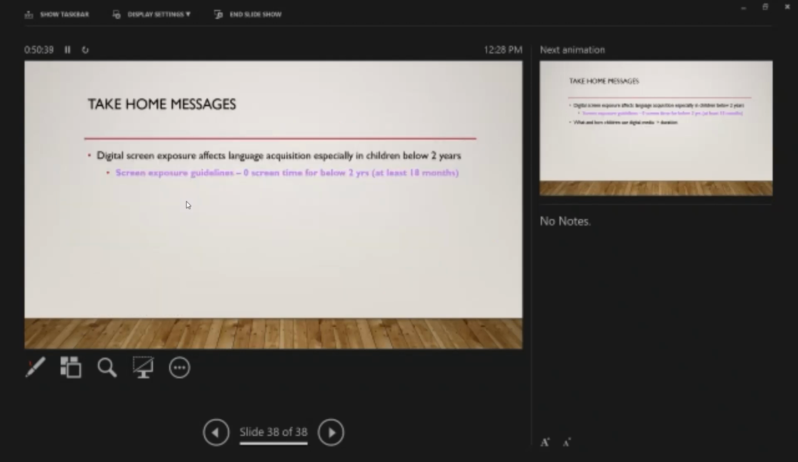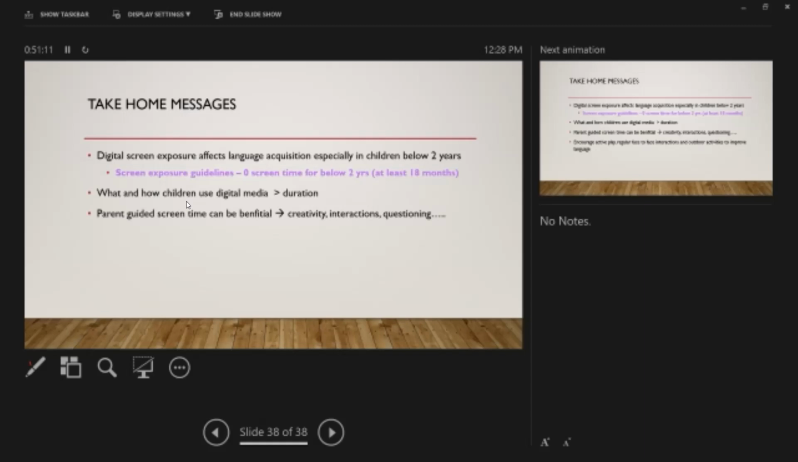Okay. So what are the take-home messages? Number one, digital screen exposure affects language, especially in children below 2 years. Therefore, the ideal is 0 screen time for children below 2 years, except video chatting, where you can talk with a parent through Skype. That is not digital screening. Then, what and how a child uses a digital screen is more important than the duration.